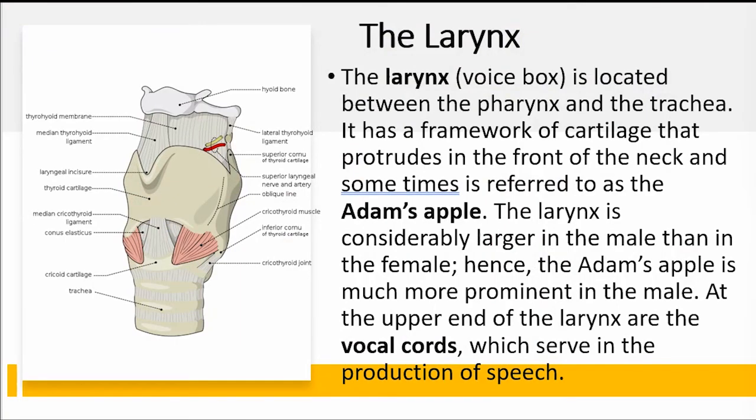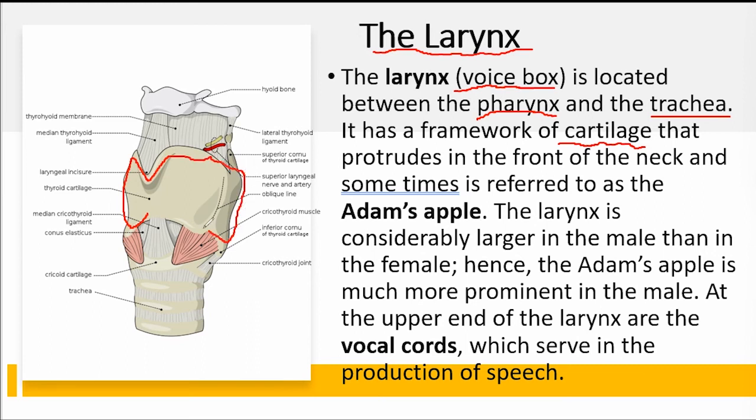So that's the larynx here. Larynx we also call the voice box. It is located between the pharynx and the trachea. The lower part is the trachea. The upper part is the pharynx. It is formed by cartilage. And the big cartilage here, this one, is the big cartilage.